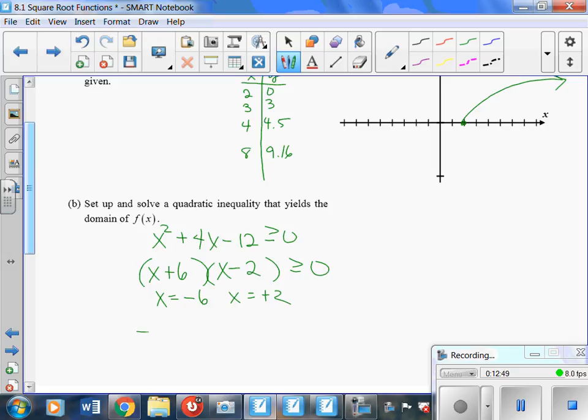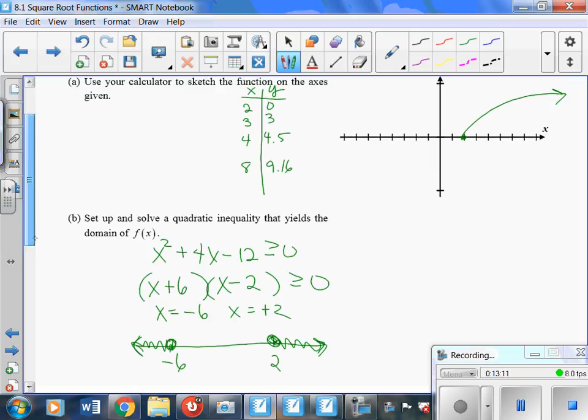So if I look at that on my number line, I get negative 6 here, I get 2 here, I have a greater than or equal to, which is going to be two solid circles, and because it's greater than, it's going to be going to the outside, right? So I'm like, wow, I think I need to look at a couple of more numbers on my table.